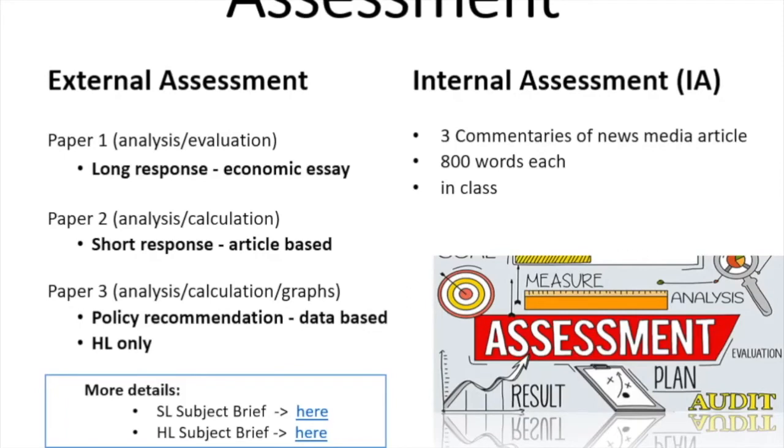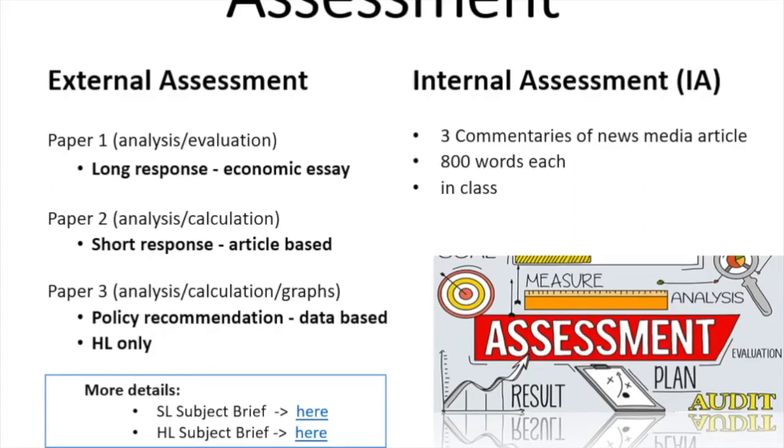Assessment. The external one, aka final exams, is paper 1, 2 for SL and 1, 2, and 3 for HL. Now this is around 80% of your final grade. So paper 1 is an economic essay in which you use economic theory to provide arguments for and against. Paper 2 is more like an article based on which you're going to have questions and you're going to respond to them using analysis and calculations.